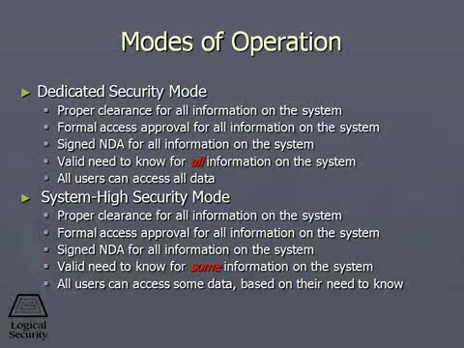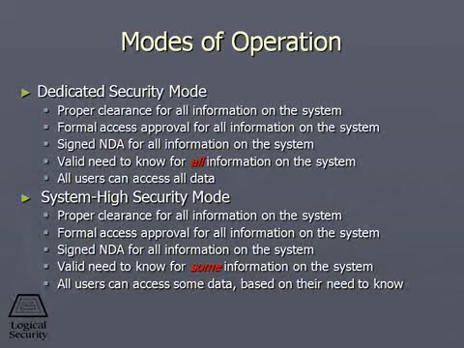First, we have the dedicated security mode. This is where all the information and all the processes on a system are at the same level of security, and all the subjects that will need to access those information objects are also at the same level of security. So in a dedicated security mode, the system will only handle, for example, top secret data. As a result, because all users are top secret users, they have access to 100% of the data. That's a dedicated security mode in the mandatory access control model.